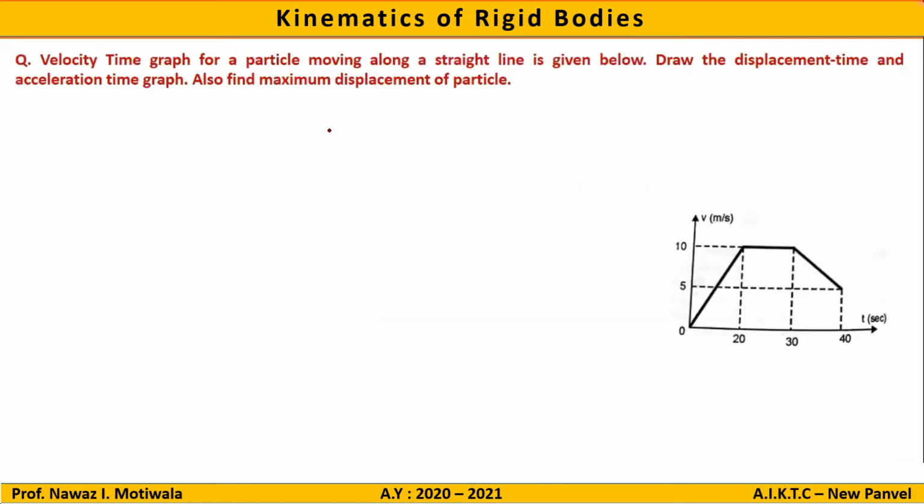The question is: the velocity time graph for a particle moving along a straight line is given below. Draw the displacement time and the acceleration time graph. Also find the maximum displacement of the particle. Now we are given the Vt curve and we are required to find the Xt and At curves.